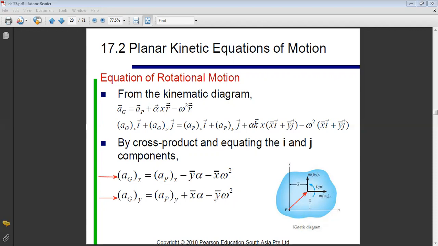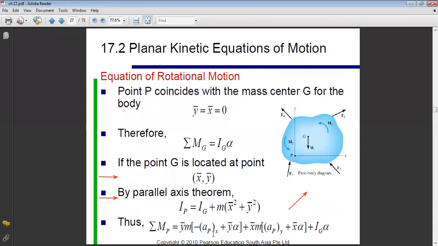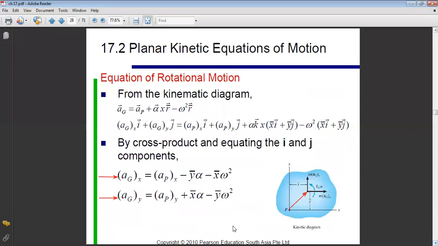Okay? So now, if you go back to the previous slide, what I want is, what is minus APX plus y bar alpha? If I take minus APX plus y bar alpha and take them to the other side, I get minus x bar omega squared minus AGX.